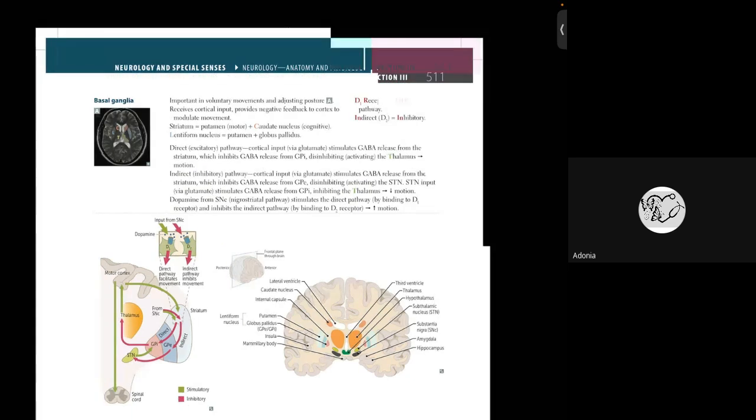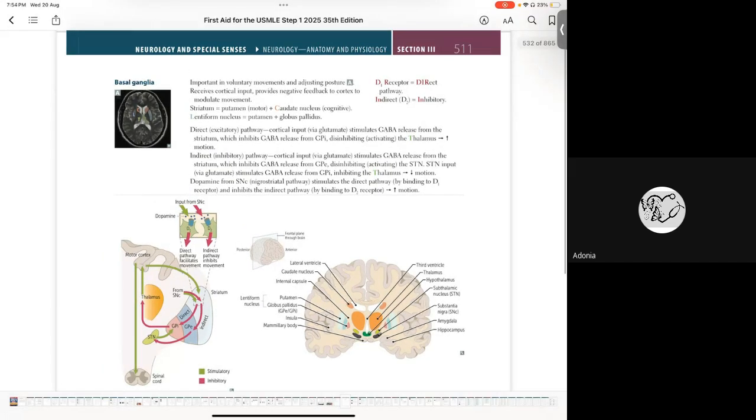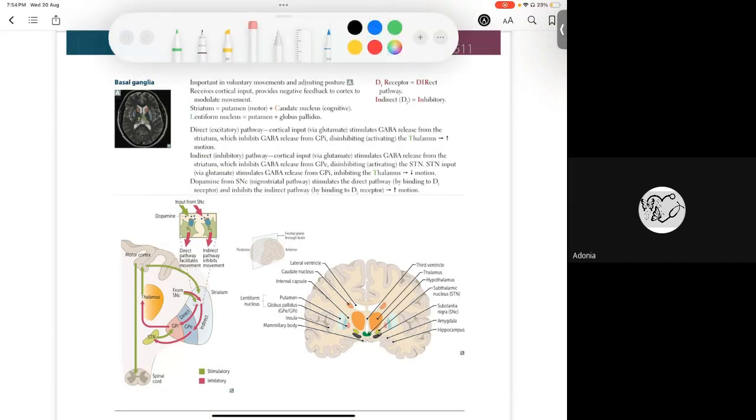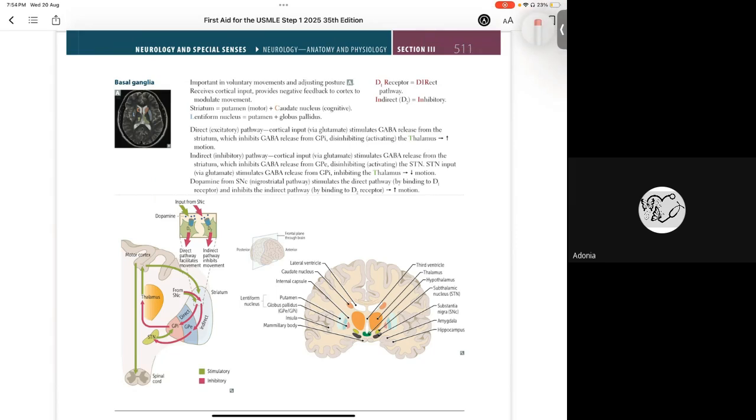So let's discuss it. Now it will make a lot of sense for you guys, because we did it in detail. Just think of the picture which I just drew. Basal ganglia: important in involuntary movement and adjusting posture. We know that. They receive cortical input and provide negative feedback to the cortex to modulate movement. Does that make sense?